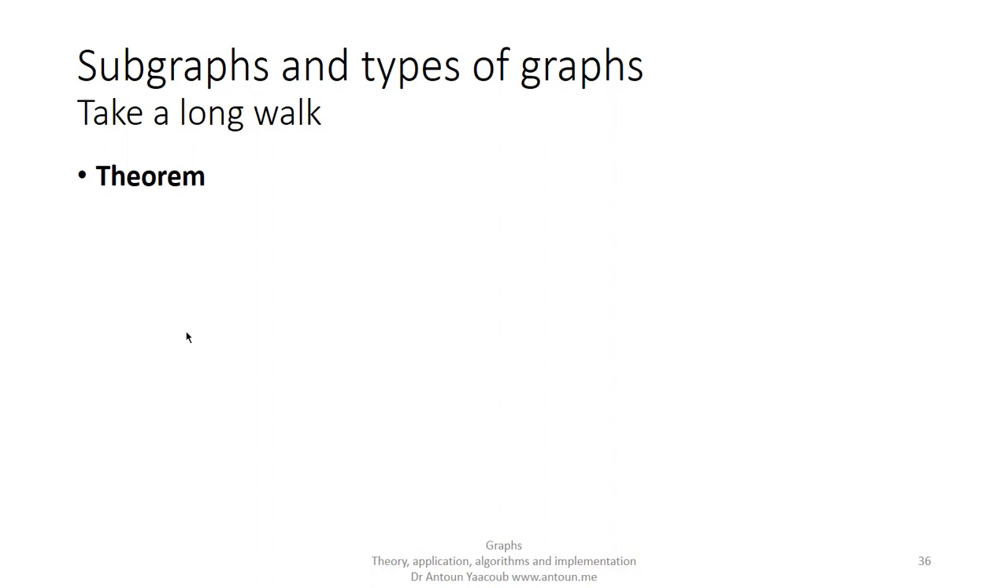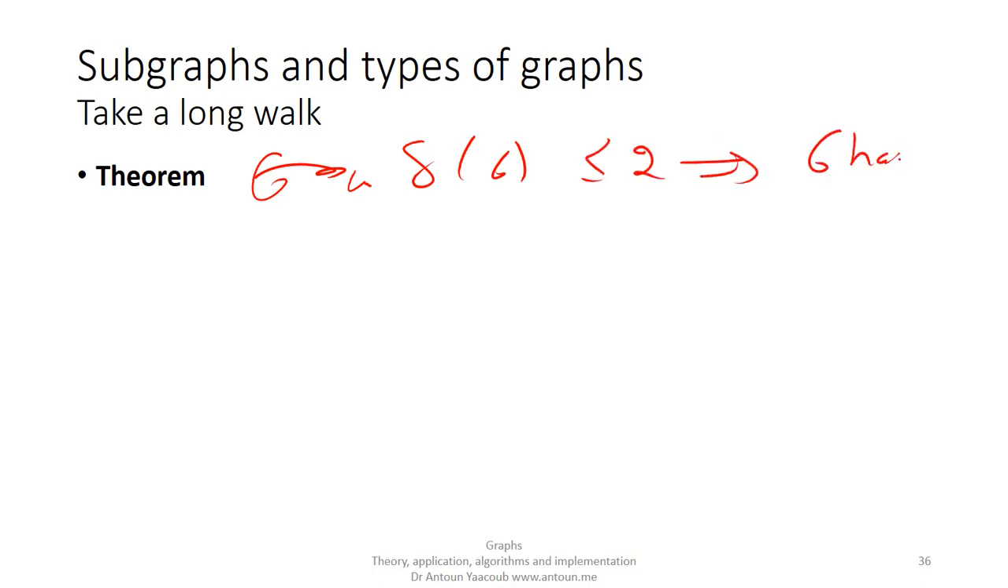So we have a theorem here. If every vertex of a graph has degree at least 2, then the graph contains a cycle. So if delta of G is greater than or equal to 2, this implies that G has a cycle.